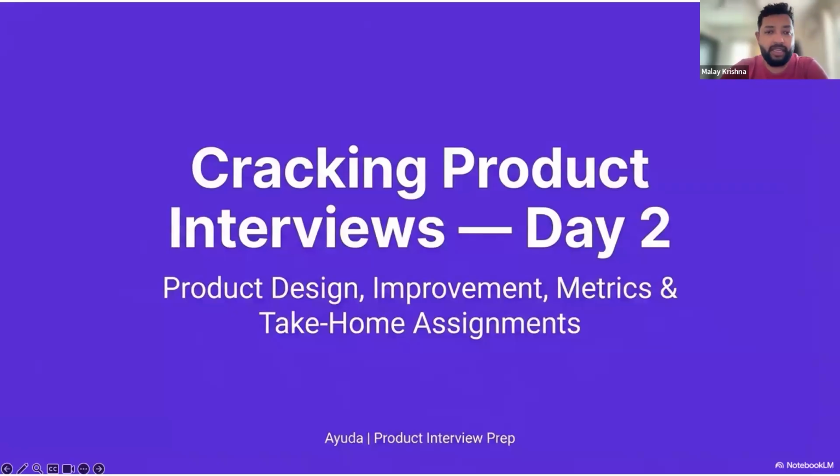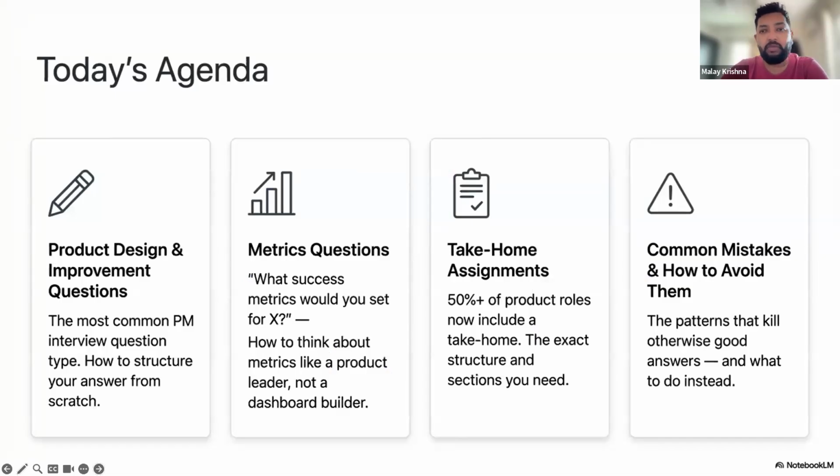Now, four blocks, like I said, right? What we'll cover today is these four blocks. First is product design, block one, which is the bread and butter of PM interviews. We'll learn a 7-step framework and then we'll walk through an example of solving it as well.